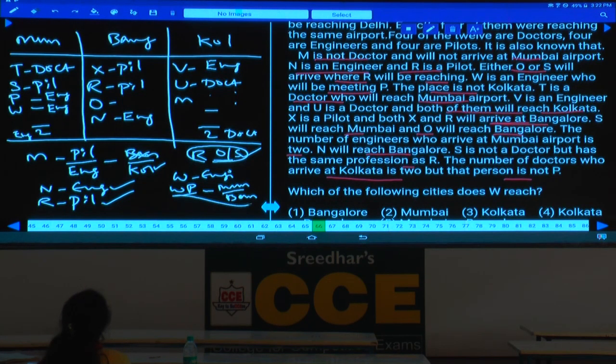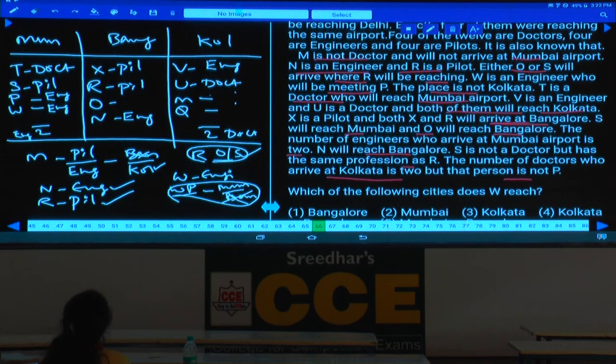P and W: either Mumbai or Bangalore, out of which Bangalore is ruled out, and W and P must be Mumbai. If W and P are Mumbai, then who are the persons left over here? V, U, M, and Q are the persons left over. And so how many doctors do we have? We have 2 doctors. And who are those 2 doctors? One is Q, and either M or Q.